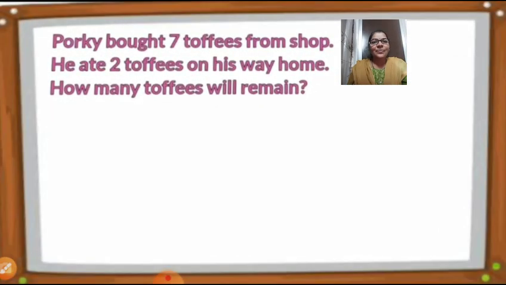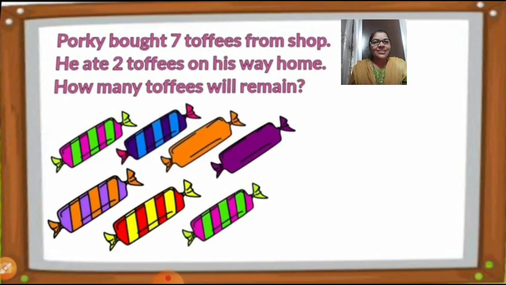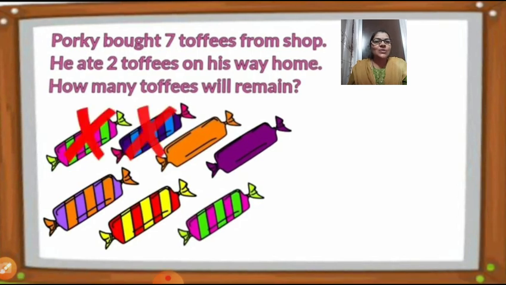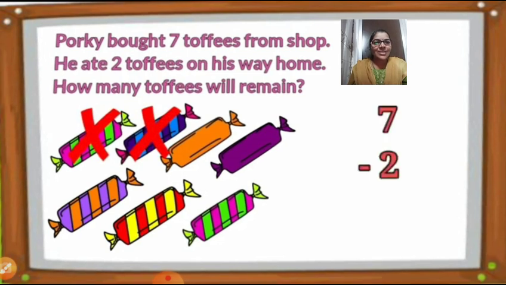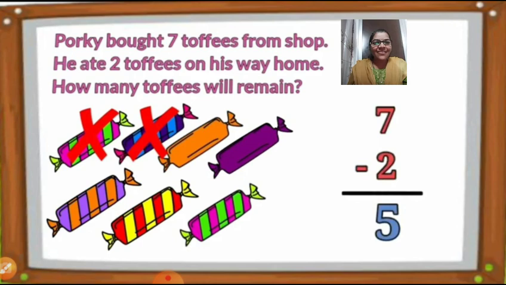Now children, Porky bought 7 toffees from the shop. He ate 2 toffees on his way home. How many toffees will remain? Do the subtraction. Now Porky has 7. He has bought 7 toffees. And when he was coming back home, he ate 2 toffees. Then how many are left with him? Do the subtraction. 7 minus 2 is equal to 5. Very good.